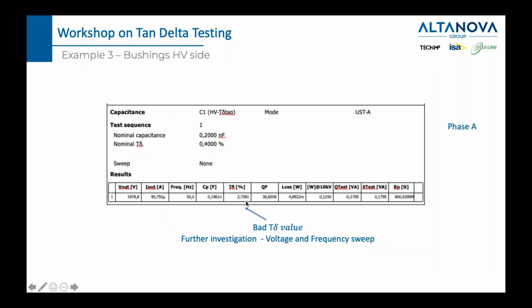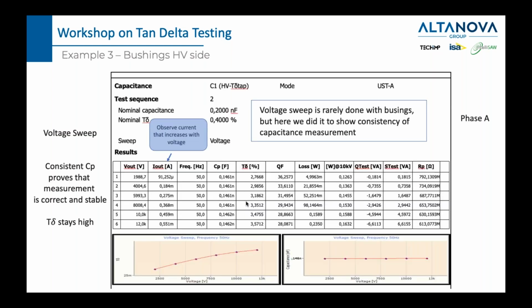So 2.73 tells us that we have a problem. This was done on phase A. And we decided to do a sweep. Usually on the bushings, you need to do a frequency sweep. In this case, first we did a voltage sweep, just to assure ourselves that the capacitance should stay the same, and it did. 146 picofarad was measured all throughout, and we saw that the tan delta was changing.